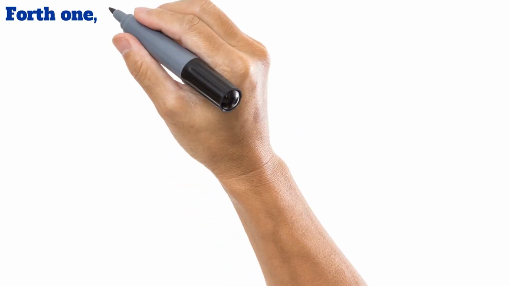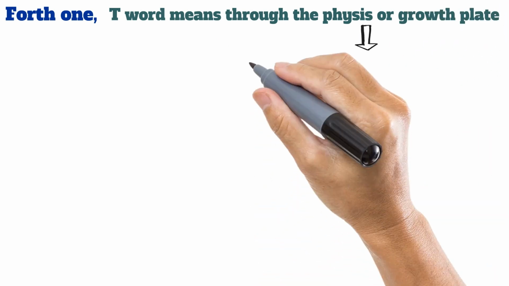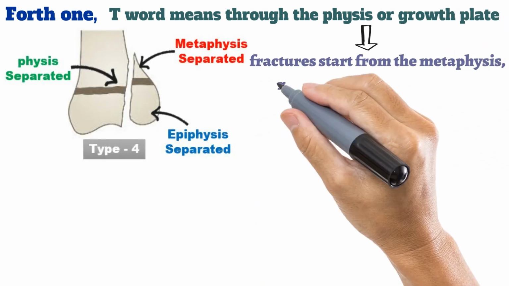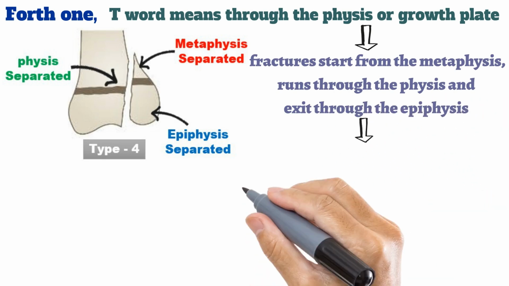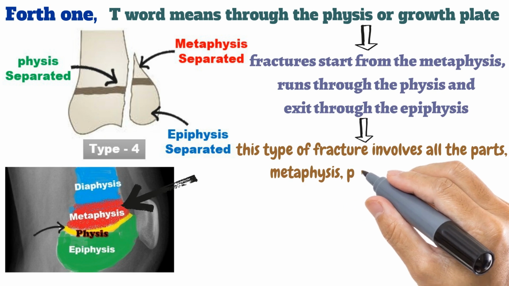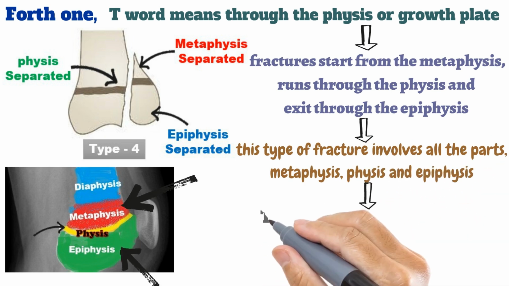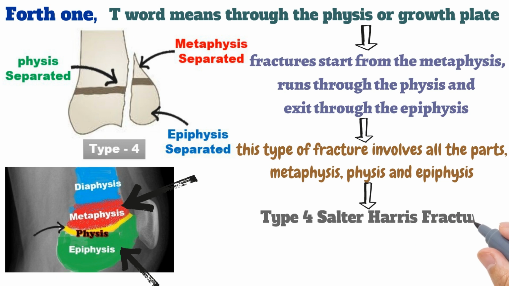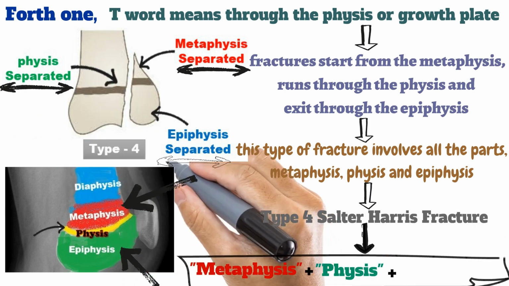The fourth one is the T word, meaning through the physis or growth plate, meaning the fracture starts from the metaphysis, runs through the physis and exits through the epiphysis, meaning this type of fracture involves all the parts, metaphysis, physis and epiphysis. So this type of fracture is known as type 4 Salter-Harris fracture, which involves metaphysis plus physis plus epiphysis.